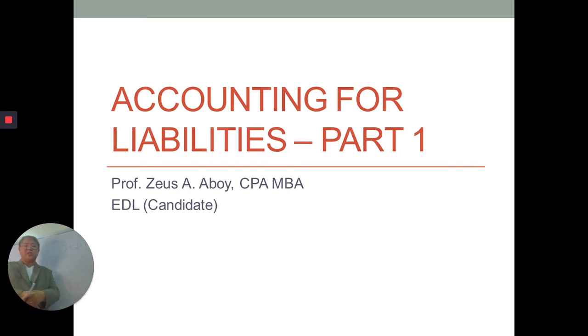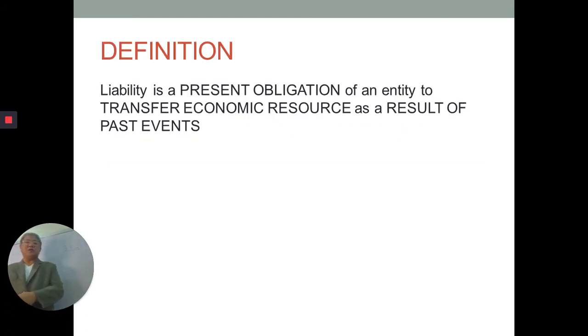Okay, so this is Part 1 of the lecture for liabilities. Now, first and foremost, let us go to the definition of a liability. Every time I discuss an item in the statement of financial position, I always start with the definition of an item. Okay, so a liability, according to our standard, is a present obligation. So, number one, it is a present obligation of an entity.